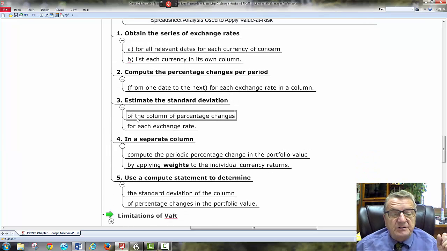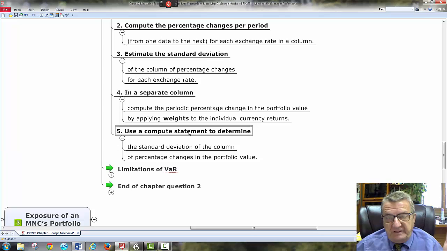Estimate the standard deviation of the column percentage change for each exchange rate. You've got your calculator or the software that does that for you. Down the road, at the end, we'll talk a little about the different software. I don't think you're going to have to purchase it, but you could get a 30-day trial to see if it works. That's one way of learning it. There's a lot of software, and you'd be comfortable with some versus others.